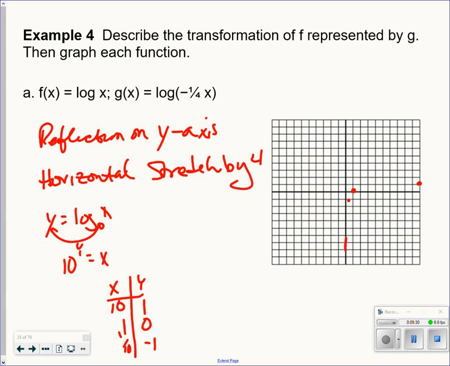And so this doesn't cross the x-axis, probably a poor picture. I'm going to try it again. It doesn't touch or cross the y-axis. It goes along the y-axis.